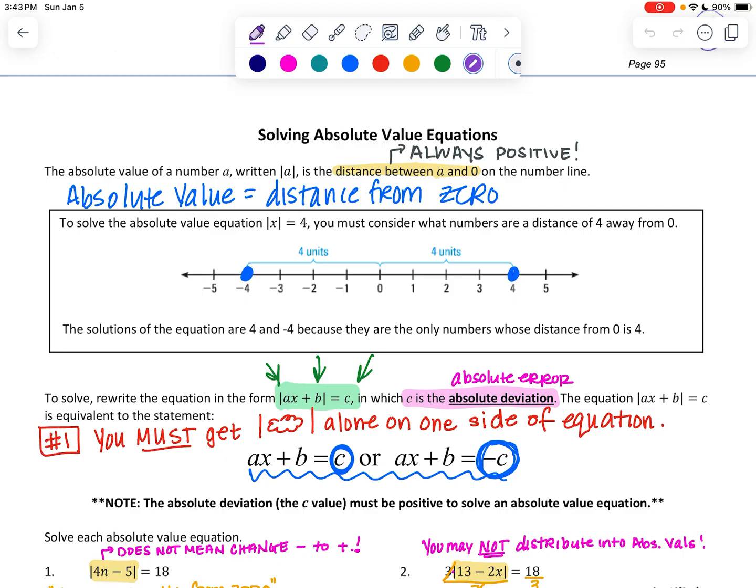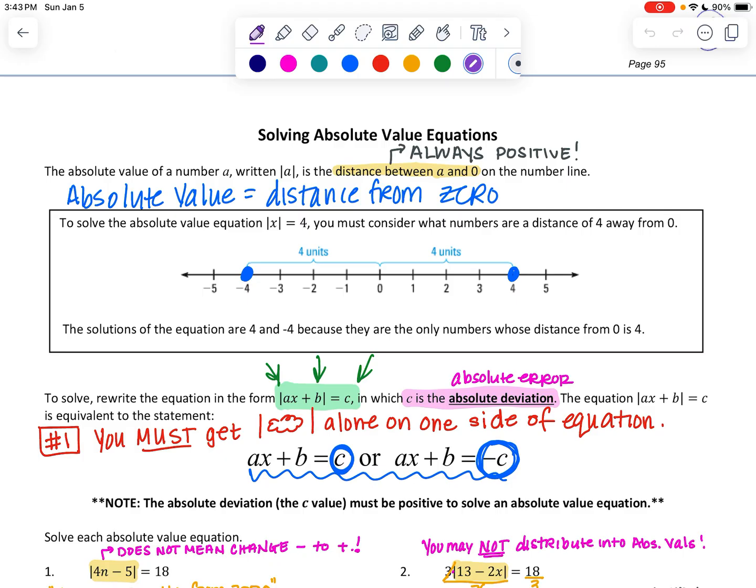Today we are going to talk about absolute value inequalities, but before we get into that, I want to talk to you quickly about absolute value equations, because you have to understand how absolute value equations work before we can understand how absolute value inequalities work.